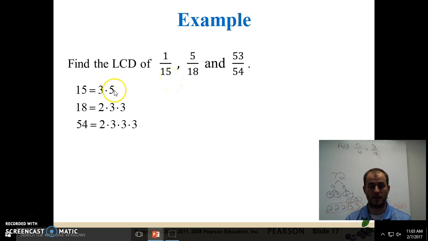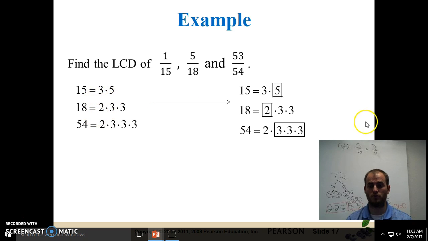15 is 3 times 5. 18 is 2 times 3 times 3, using your factor trees. And 54 is 2 times 3 times 3 times 3. So let's start with the 2's. This one has 1 2. This one has 1 2. This one doesn't have any 2's. We need to use the one with the most 2's, which is only 1 2. Okay, so we only use the 1 2. You could circle this one or that one.